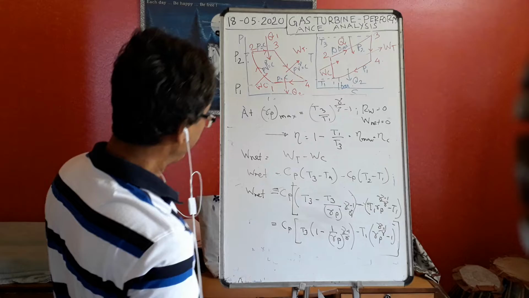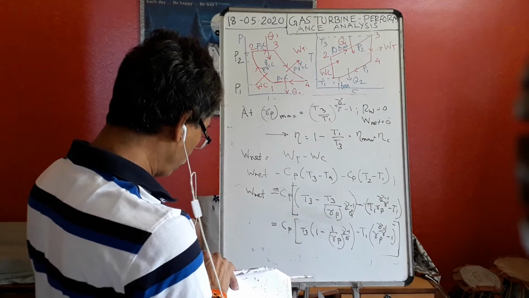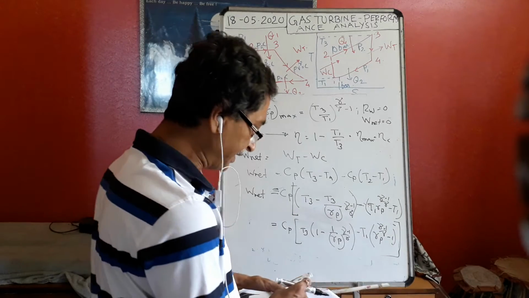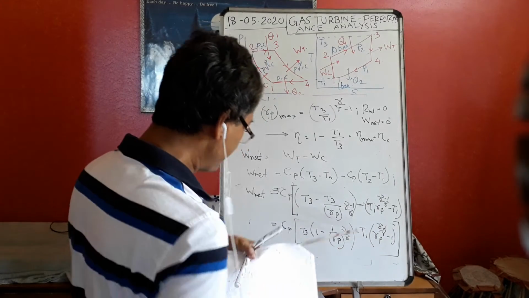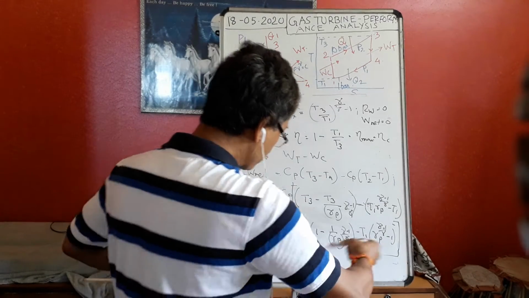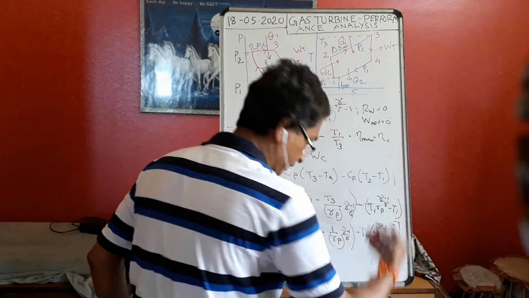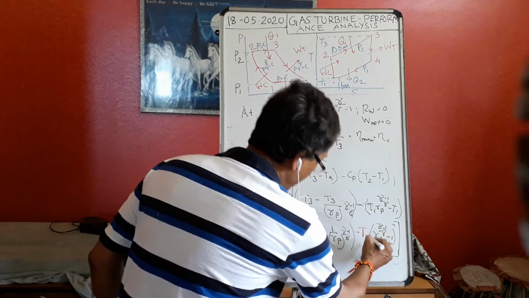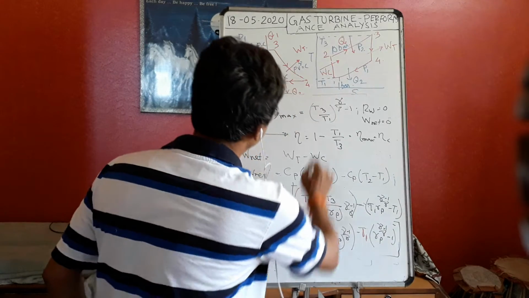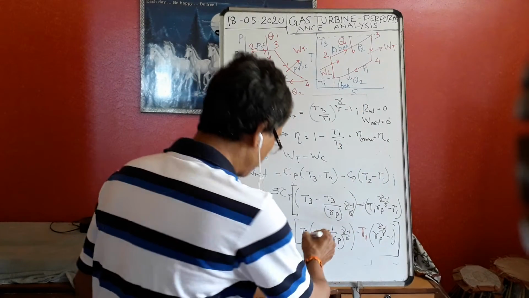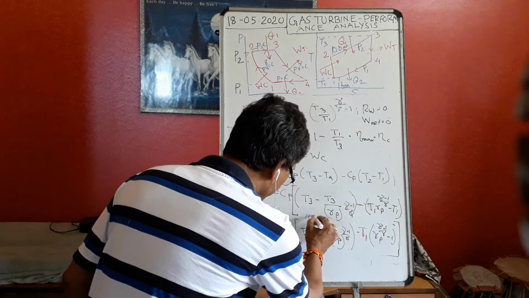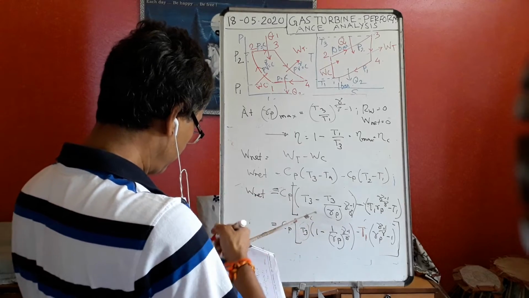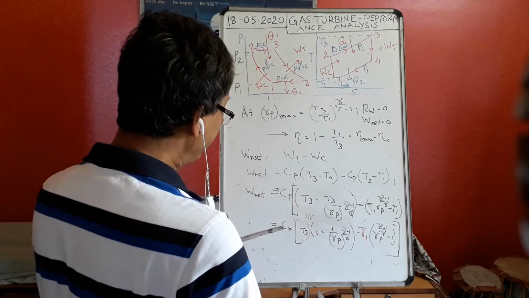Now I have told you that I don't have any control on ambient temperature. If ambient temperature is 28 degrees centigrade, I cannot increase or decrease it. So that means T1 is constant. I don't have any control over T1. Similarly T3 depends upon the metal temperature, so I don't have any control on T3. This is also constant. Then who is variable here? The variable part is the Rp.